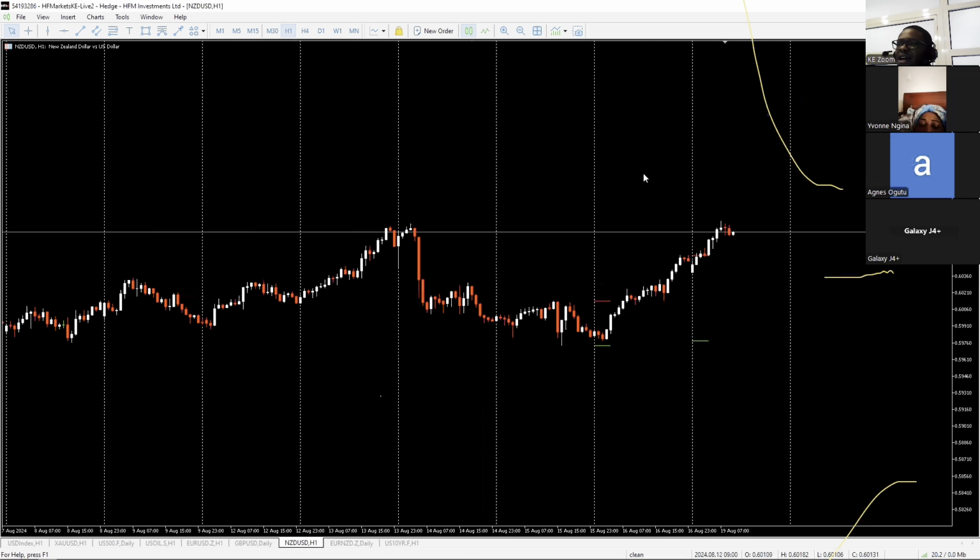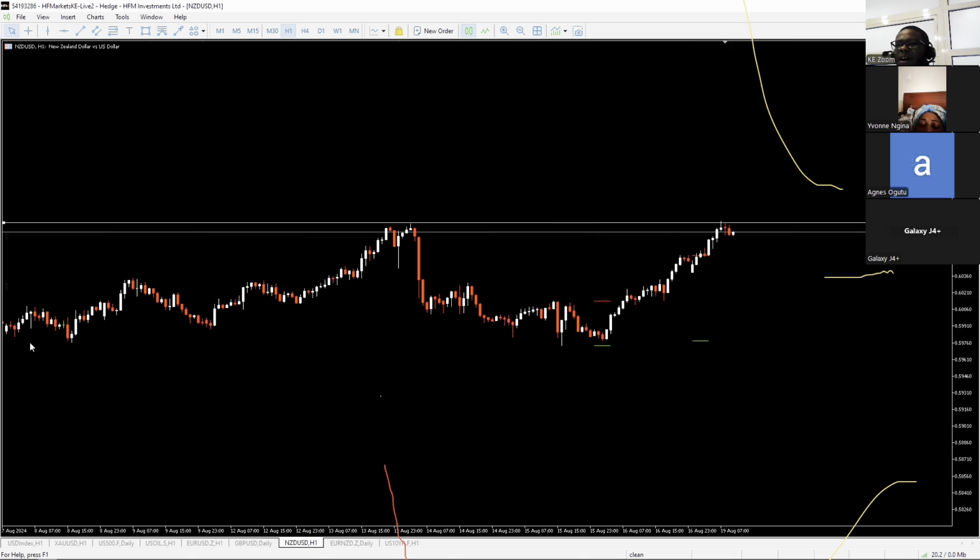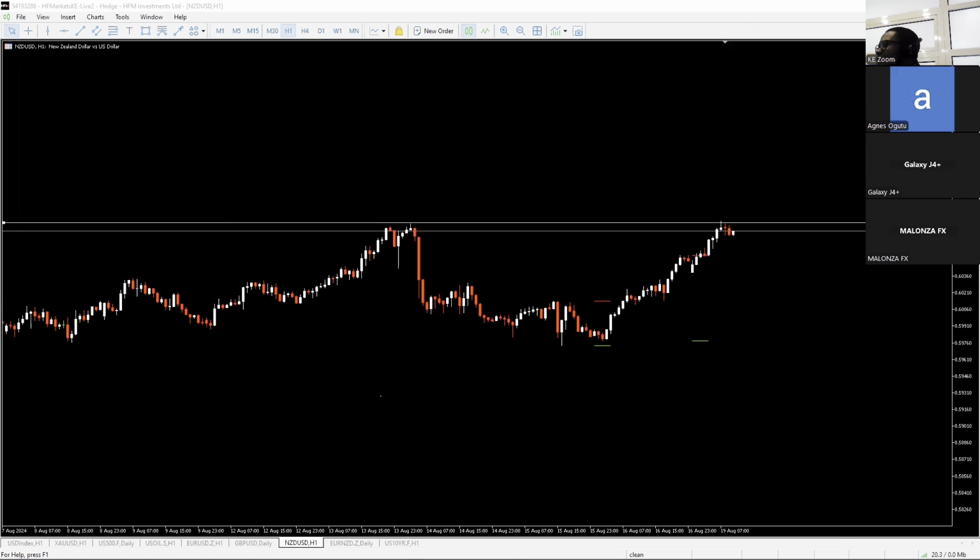So the New Zealand dollar, a couple of scenarios to anticipate here. If the dollar continues to weaken, we have a couple of scenarios that we can anticipate. So that level at 60.84, key level of resistance at 60.84.